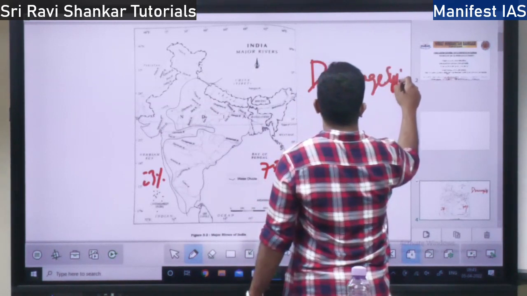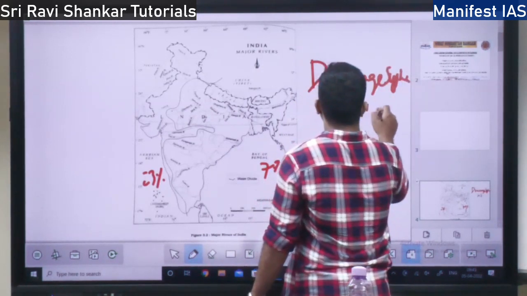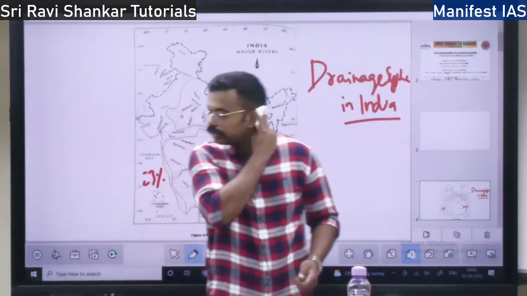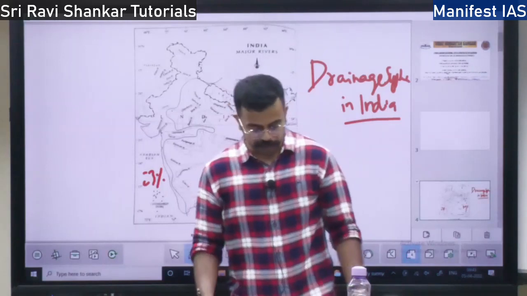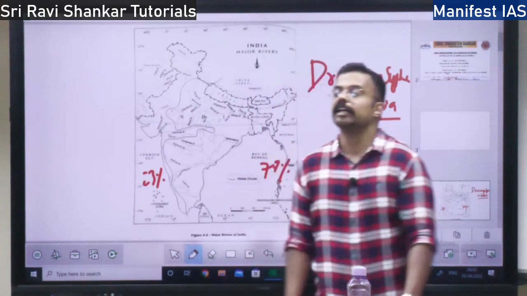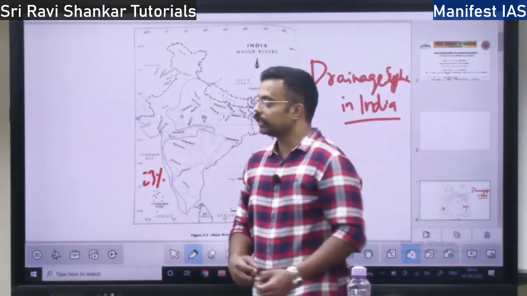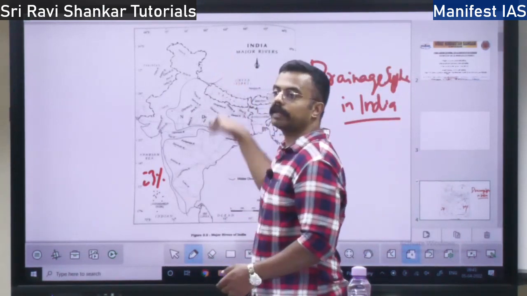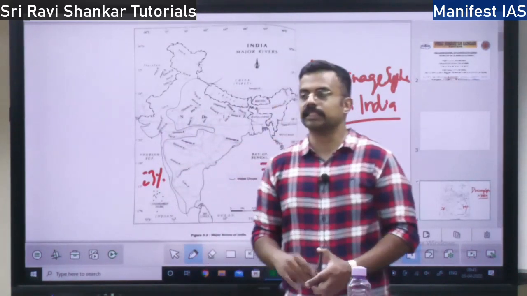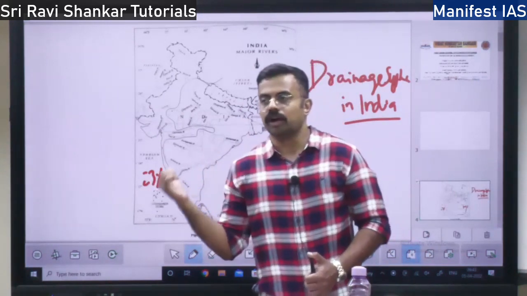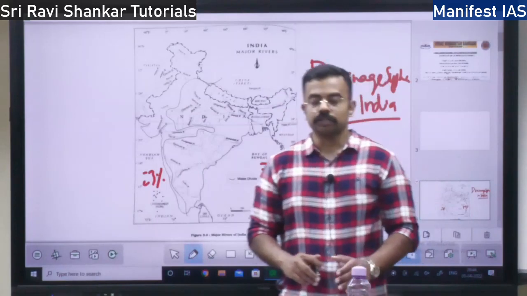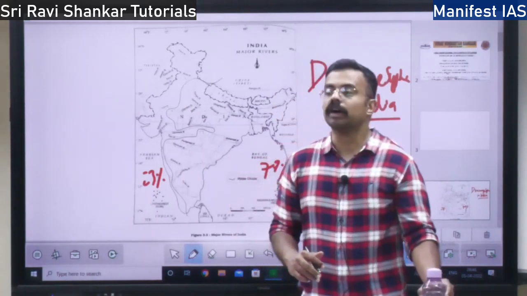Drainage system in India. The drainage system I have discussed is a group of channels. So channels together form a drainage system. The first drainage system in India is the Himalayan drainage system. Whatever rivers flow from the Himalaya constitute the Himalayan drainage system. The Ganga, the Yamuna, Gagara, Gandak, all these rivers form the Himalayan drainage system. This system has a very long history.